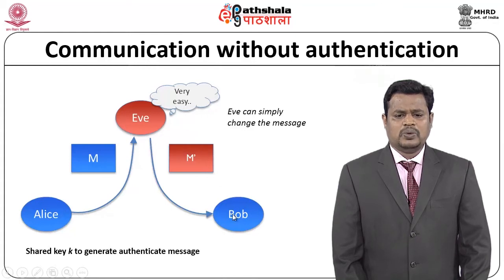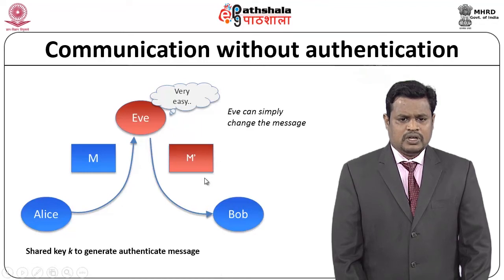So what Bob will do is, Bob thinks that the message is coming from Alice and starts to believe the particular message. Now in this scenario we can understand there is no authentication.